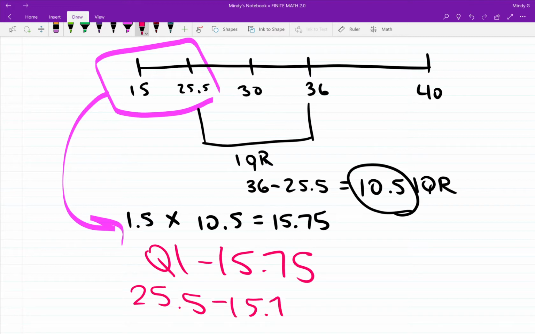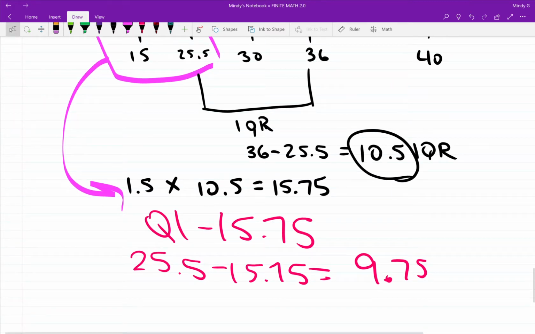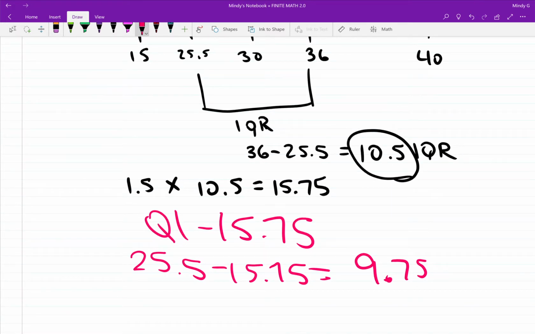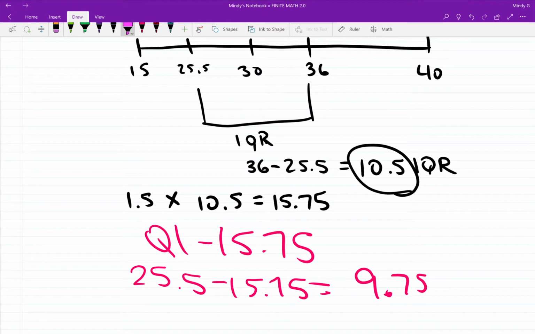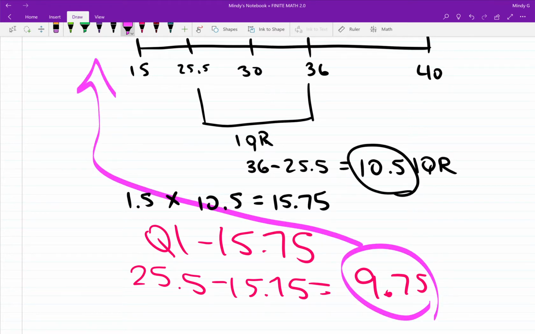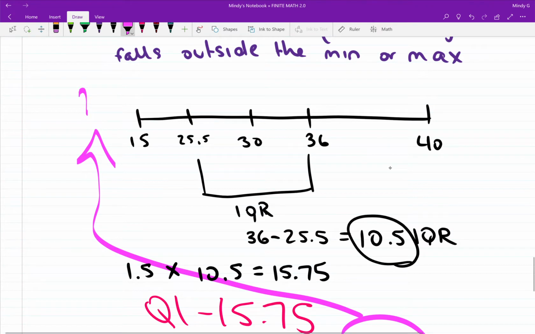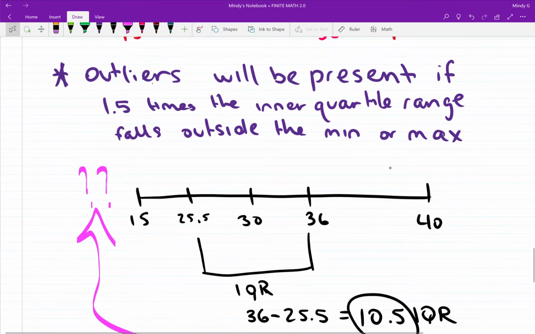I don't have that written, so if you guys don't mind giving me that number, I could write it for the future. 9.75. Okay, it's 9.75. This number falls outside of my five numbers. Thank you.